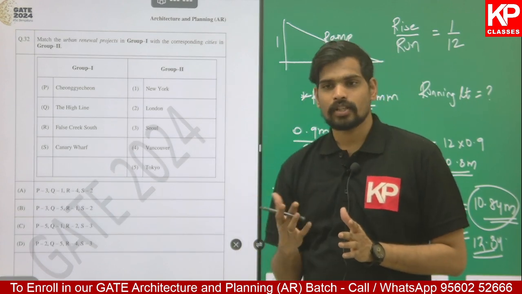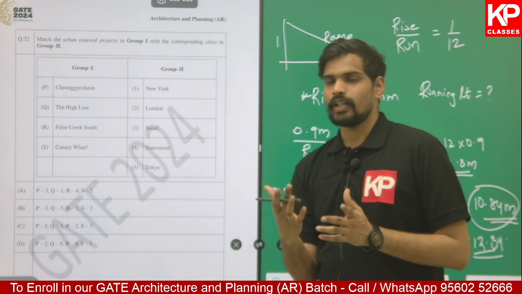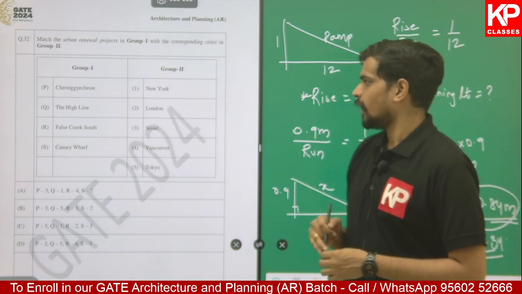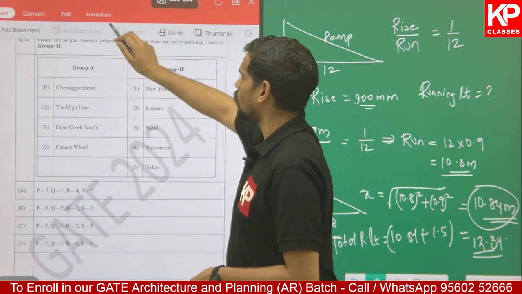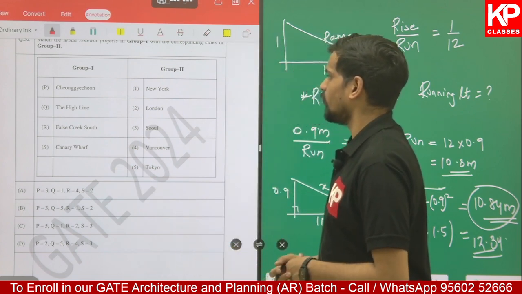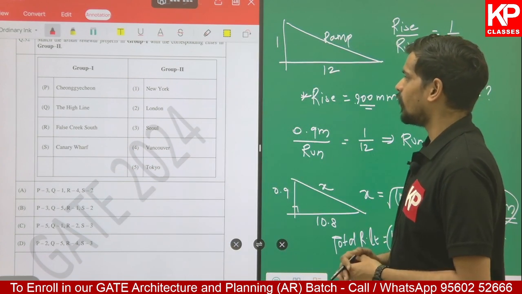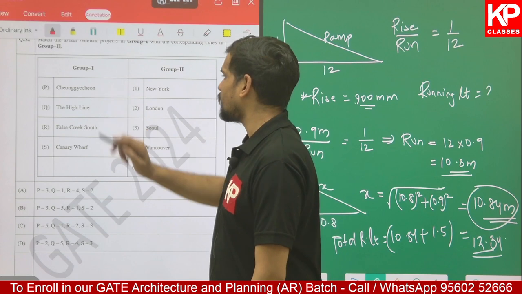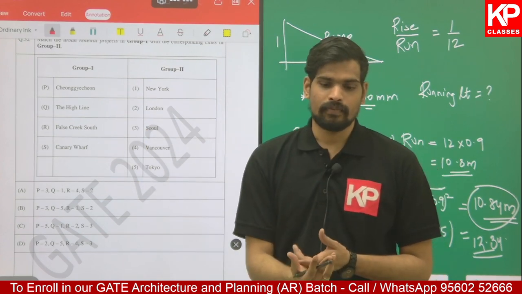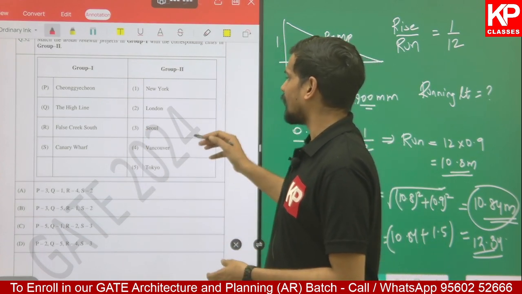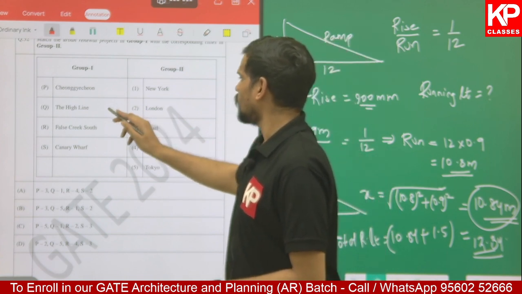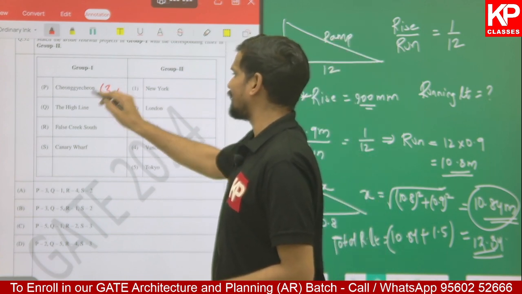Famous urban design projects, and you'll need urban renewal to be particular. And you'll need to match the city. I'm sure most of you know many of these. The first one, it is Cheonggyecheon. That is a water stream where urban design has been done in the capital of South Korea. That is Seoul. So option 3 for P.